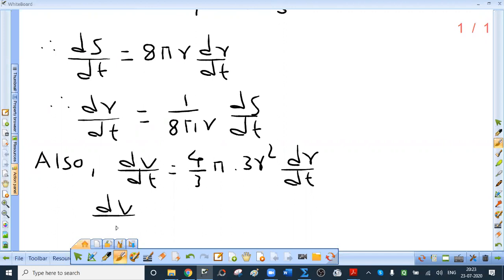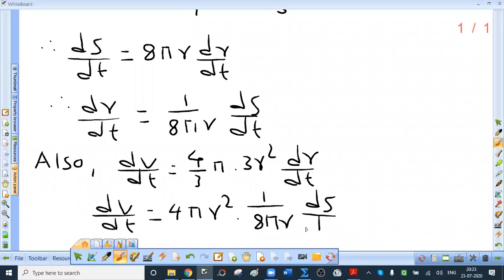So what is dv dt then? Now if you simplify, then 3 gets cancelled. So it is just 4 pi r square, and dr dt is 1 upon 8 pi r ds dt. This is not at all difficult. The relation between ds dt and dv dt is to be obtained. Why? Because dv dt is asked and ds dt is given.